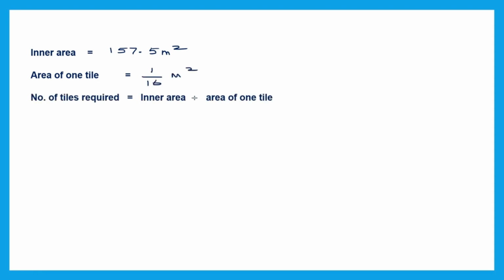So the inner area is 157.5 meters square. The area of one tile is 1 by 16 meters square. Now to find the number of tiles required, it is inner area, that is 157.5 divided by area of one tile, which is 1 by 16. Since this is division of fractions, we can convert it to multiplication and write the reciprocal. 157.5 by 1 into 16 by 1. So here we have to just multiply 157.5 into 16.